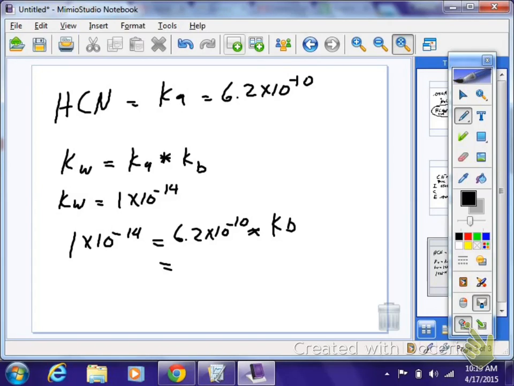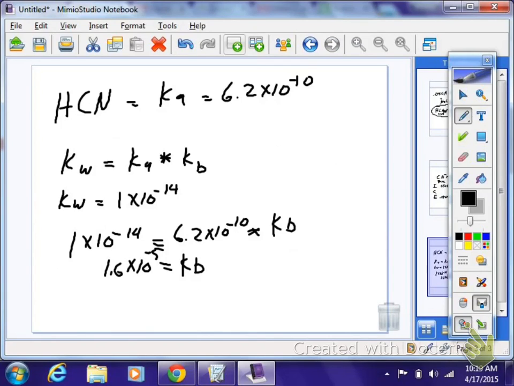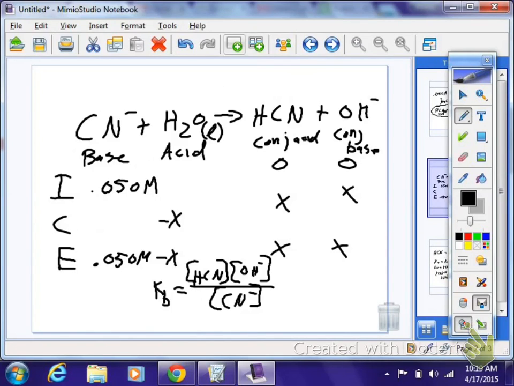Taking 1 to the minus 14th divided by 6.2 to the minus 10th. What's our Kb going to equal? 1.6 times 10 to the minus 5th. Okay? So what we'll do is we'll bring that back to our original setup here, and that'll be our Kb. Alright? So that 1.6 to the minus 5th is going to be our Kb. So I'm going to put 1.6 times 10 to the minus 5th equals x squared over the 0.05.